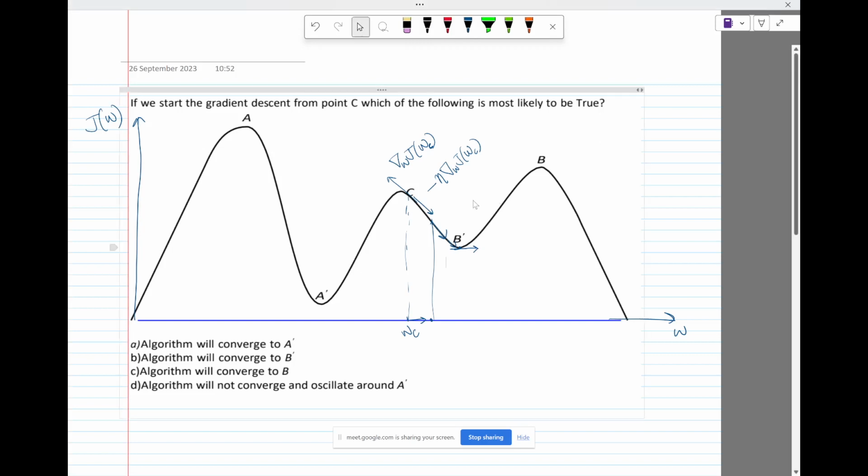So if we start gradient descent from point C, which of these options will be true? Algorithm will converge to A dash. So it won't converge to A dash, right? Because our gradient is in the opposite direction, so we have converged at B dash. So A is false. Algorithm will converge to B dash. Yeah, that is true. So this B is true.